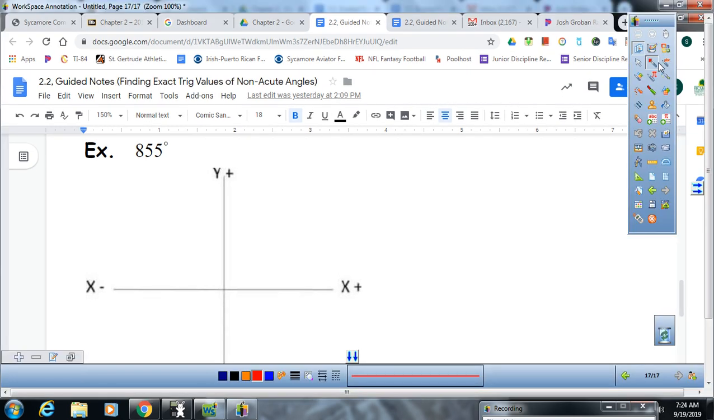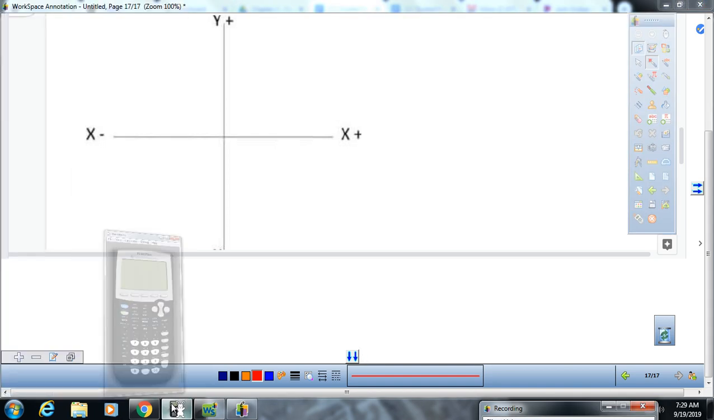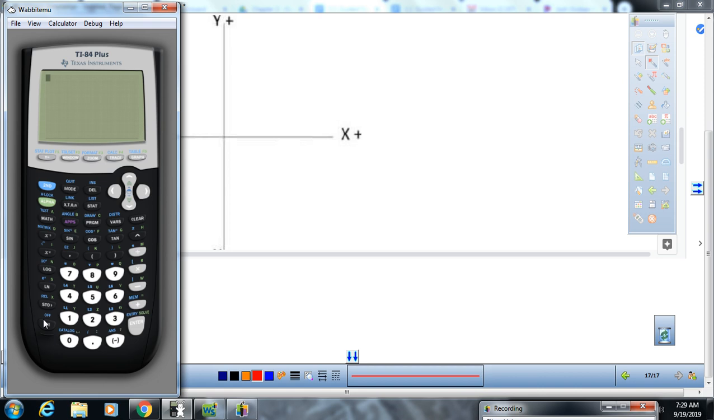So let's draw our triangle first, and then we'll do the trig function. So 855. Remember, the other way you could do one that is bigger than 360, guys, you could just say, all right, I'm going to do 855, minus 360, and then minus 360 again, and that at least tells me I'm going to end up at 135, like on the graph.